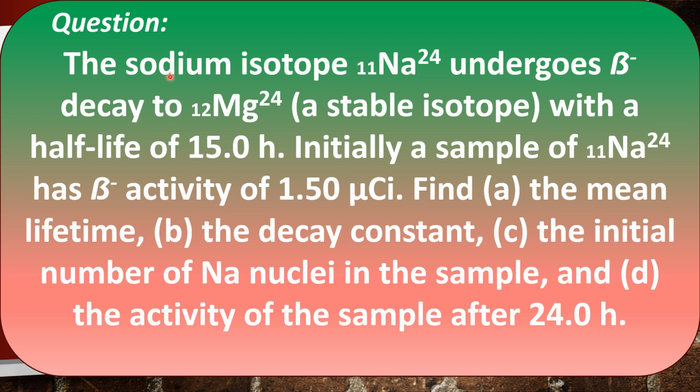The question is, the sodium isotope undergoes beta-minus decay to magnesium-24, which is a stable isotope with a half-life of 15.0 hours. Initially, a sample of sodium-24 has beta-minus activity of 1.50 microcurie. Question letter A, find the mean lifetime.